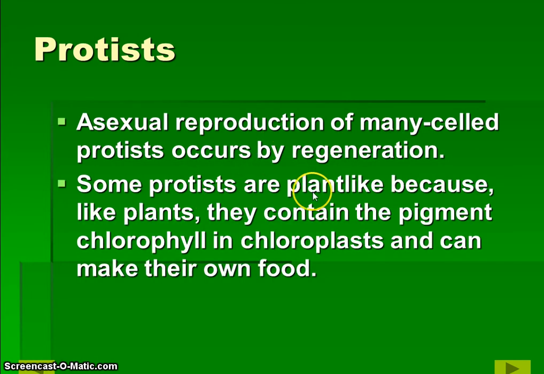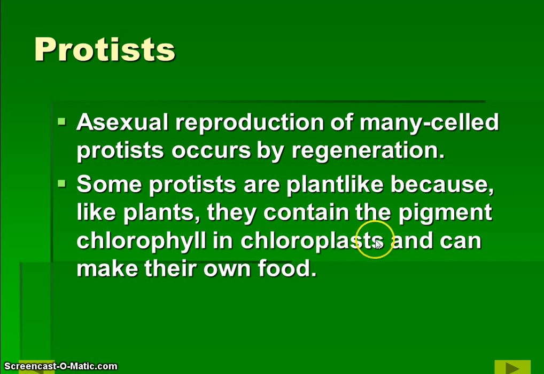So some protists are going to be plant-like because, like plants, they contain the pigment chlorophyll in chloroplasts that can make their own food. So there are some protists that can actually go through photosynthesis. Photosynthesis requires chloroplasts. Like the leaves on trees, they will actually have chloroplasts inside the green parts of the leaves, where sunlight will actually come to these chloroplasts. And when the leaves take in carbon dioxide and take in water through the roots, it'll actually be able to take all of those and make sugar.